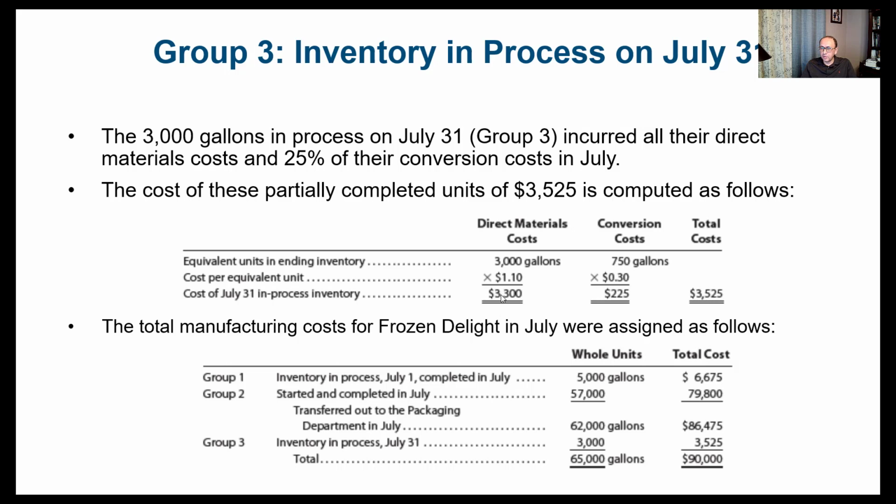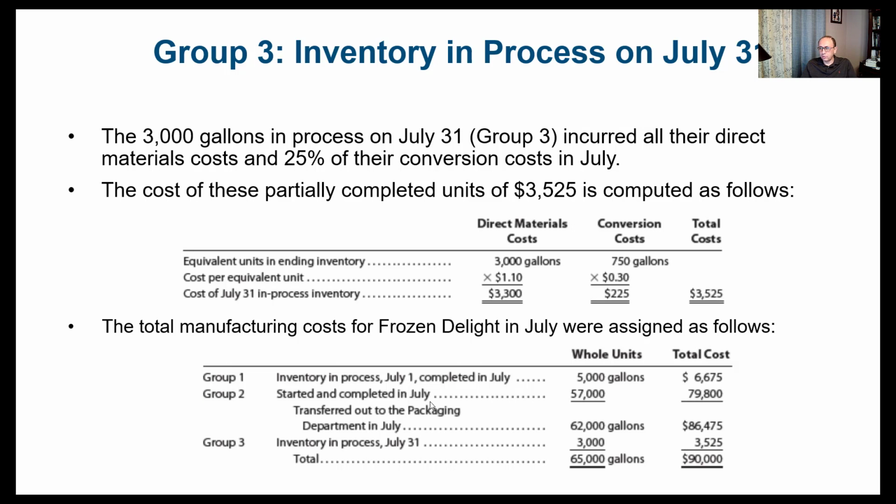And that would be the cost of July 31st in-process inventory: $3,300 for material, $225 for conversion, for a total cost of $35.25, which is what I just told you about here. So let's put together the three groups.